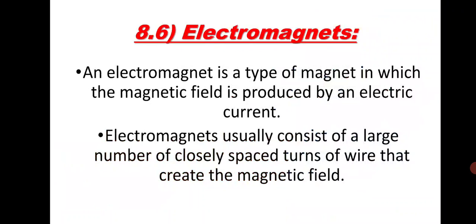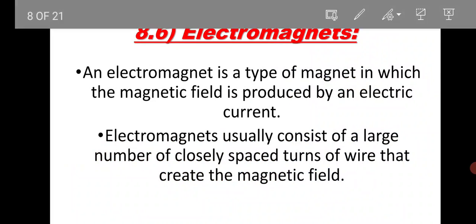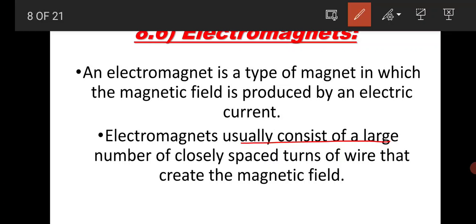Next, electromagnets. An electromagnet is a type of magnet in which the magnetic field is produced by an electric current. So, electromagnets usually consist of a large number of closely spaced turns of wire that create the magnetic field.